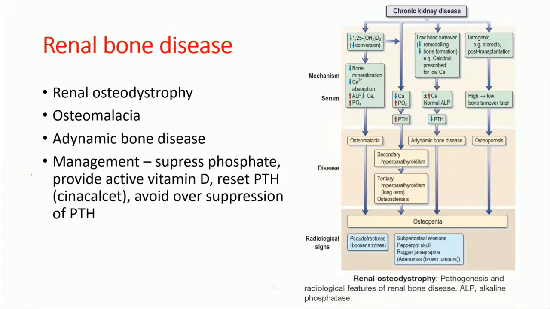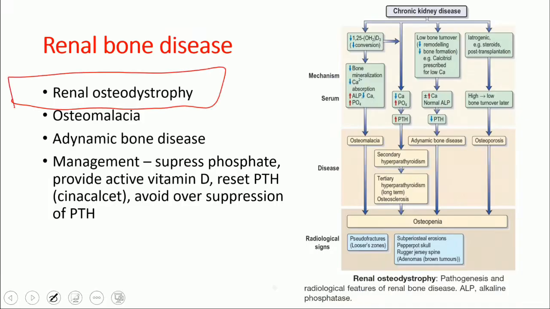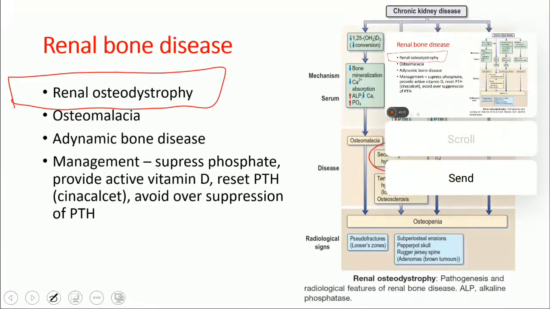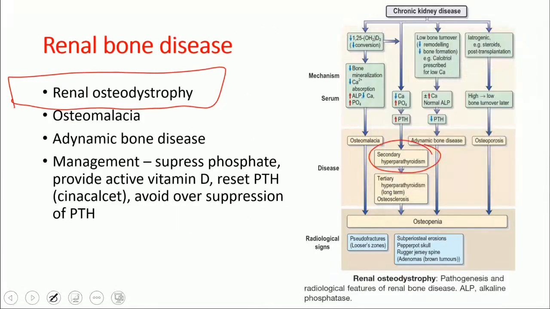Right? Please, I hope you remember these things. Renal osteodystrophy is due to the hyperparathyroid state, right? That is because of the phosphate retention and the low calcium. So that is renal osteodystrophy due to hyperparathyroidism, which is usually secondary but can transform into tertiary hyperparathyroidism, right?